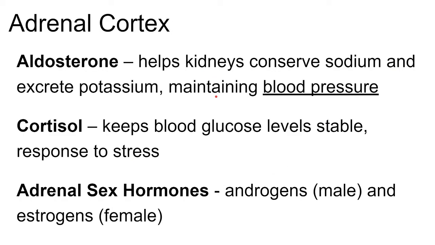So the adrenal cortex, the other part, makes aldosterone, which helps your kidneys conserve sodium and excrete potassium, maintaining blood pressure, so it helps maintain levels. Cortisol keeps the blood glucose level stable and is made in response to stress. And then adrenal sex hormones: you get androgens in males and estrogens in females.